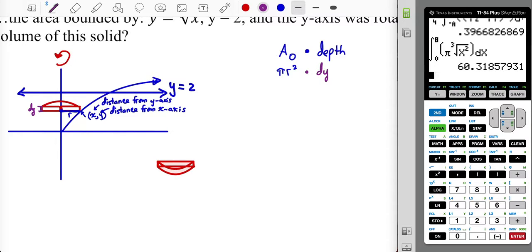Now that horizontal distance is distance from the y-axis. Oop, that's a little too thick on the highlighter. Distance from the y-axis is x, which is telling us that r and x are the same thing, at least in this situation. So pi x squared dy. That's going to give us the volume, because area times the thickness incorporates a third dimension, and now you have volume. This is going to give us the volume of a circular slice.